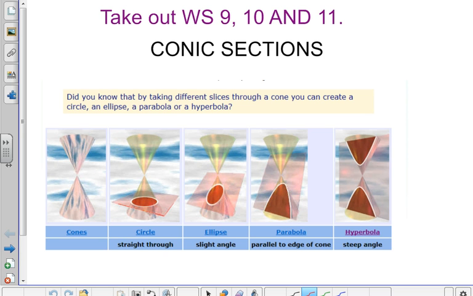The ASVAB, to get into the Army or a branch of the service, it doesn't have to be the Army, but it's their military test. All right.